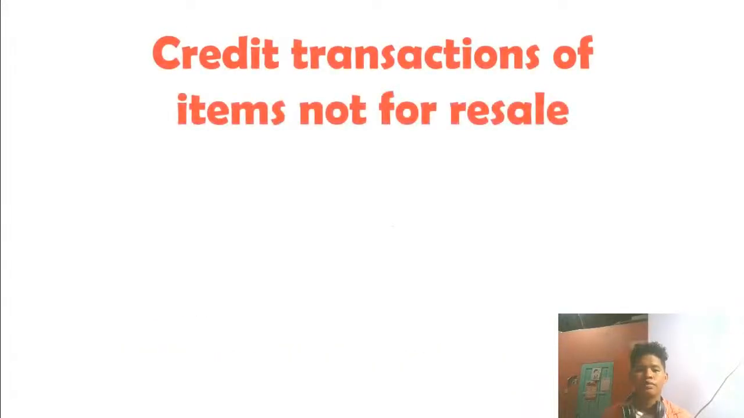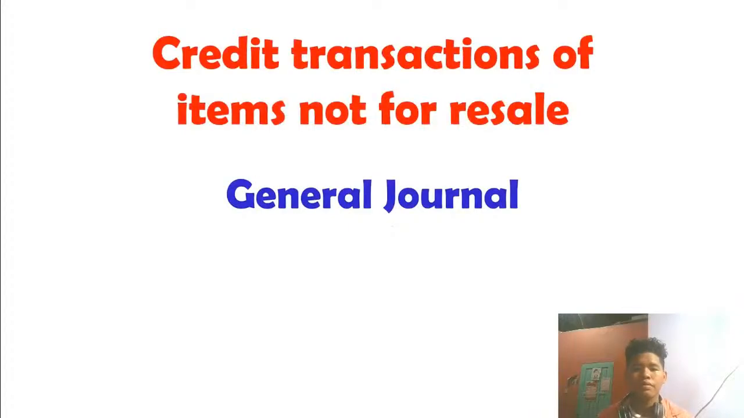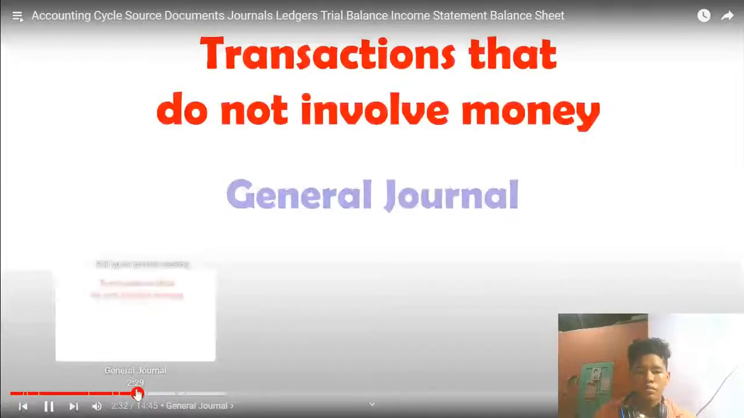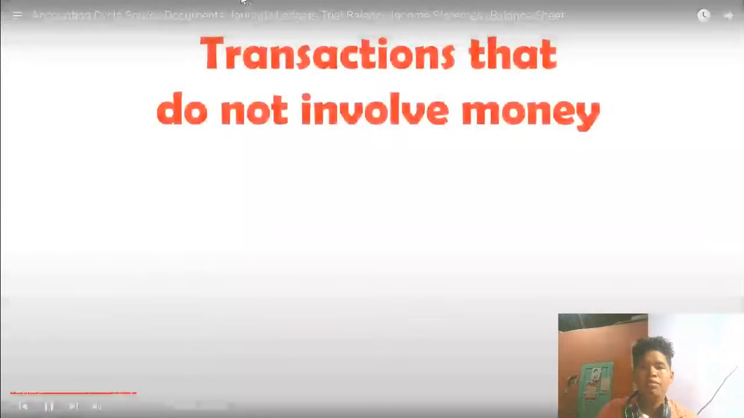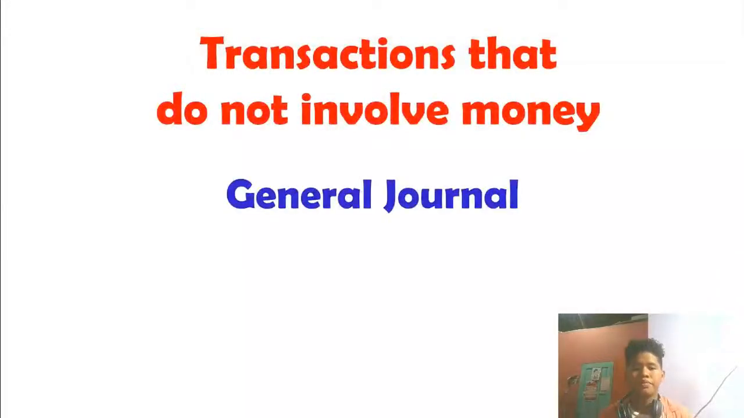Credit transactions of items not for resale. General journal: transactions that do not involve money. The general journal usually takes in all transactions from the petty cash book and the cash book. Then we have the return inwards and return outwards books. All these books are usually recorded within the general journal, so that is what the general journal is used for particularly.